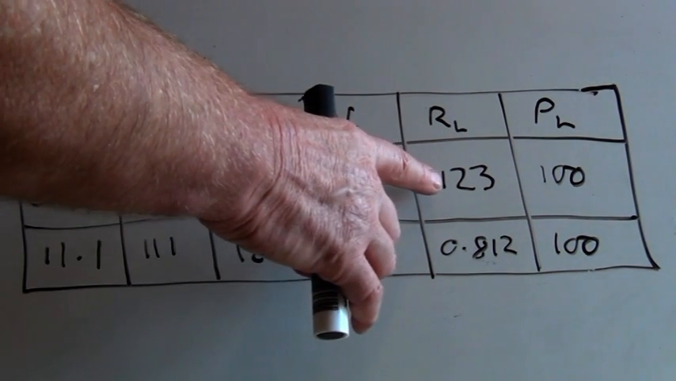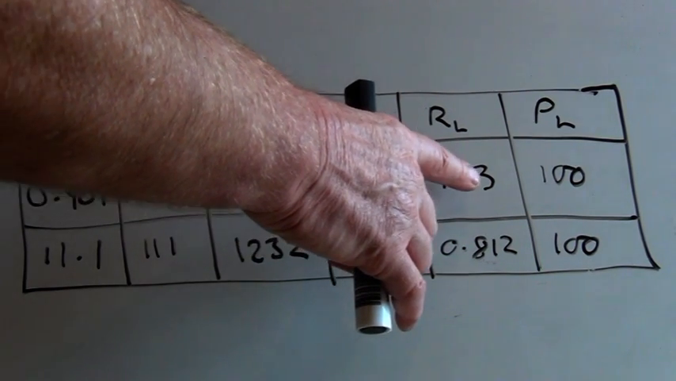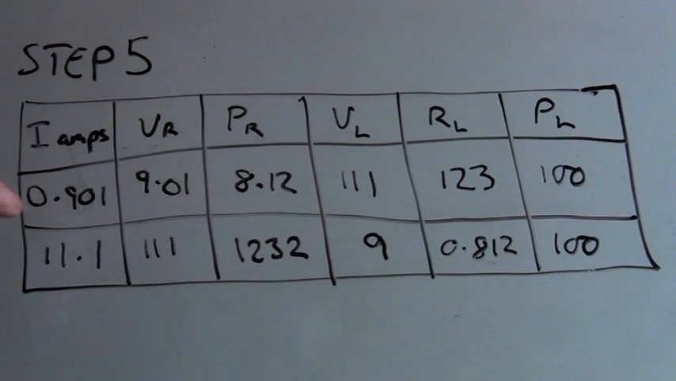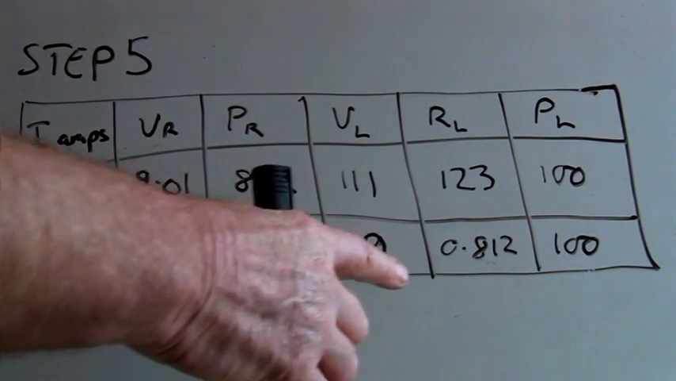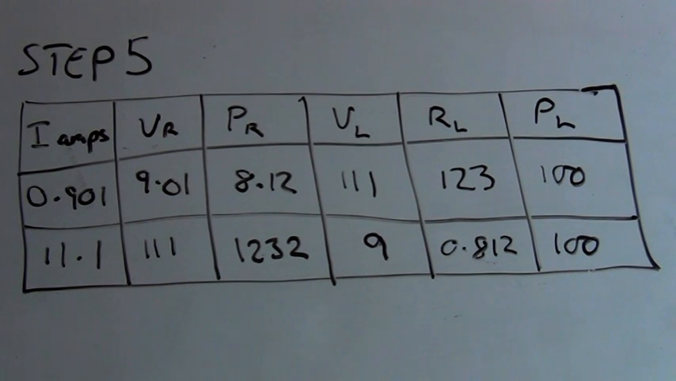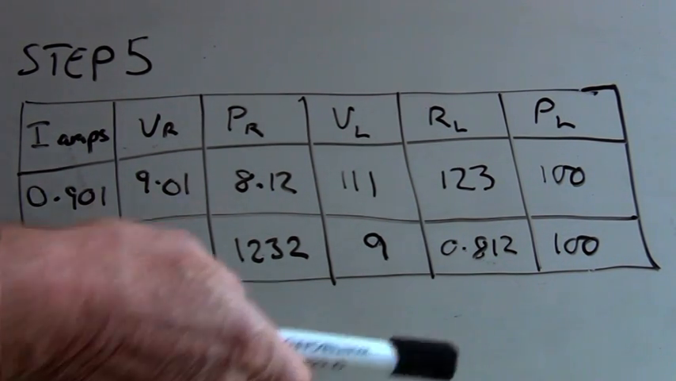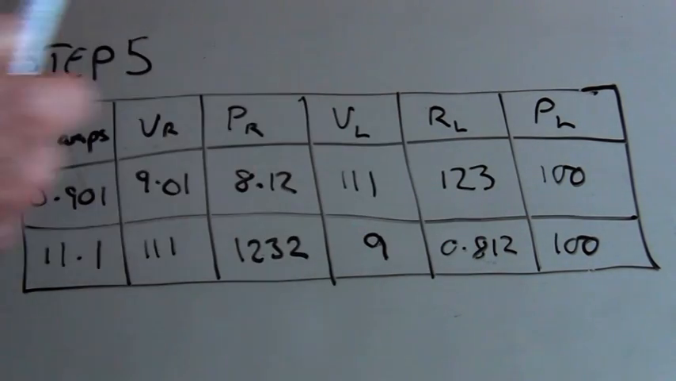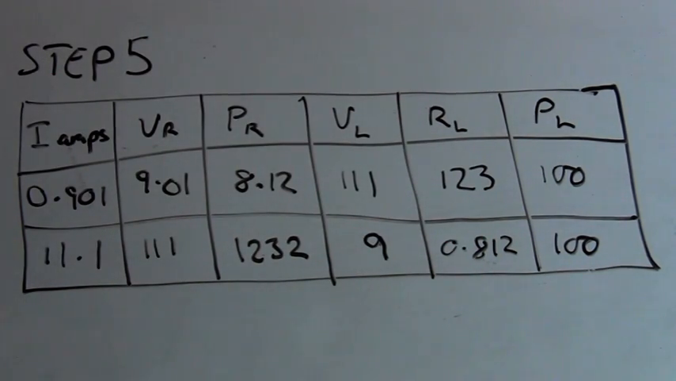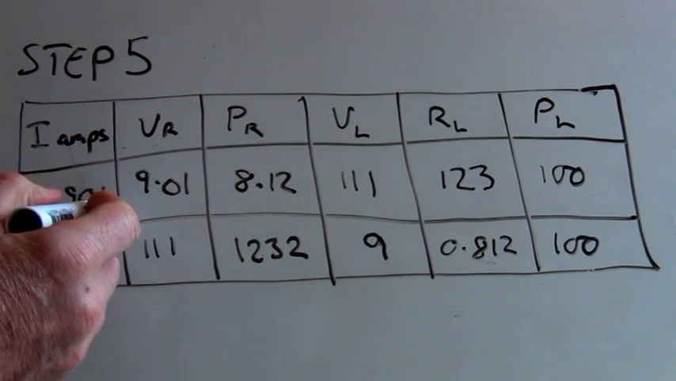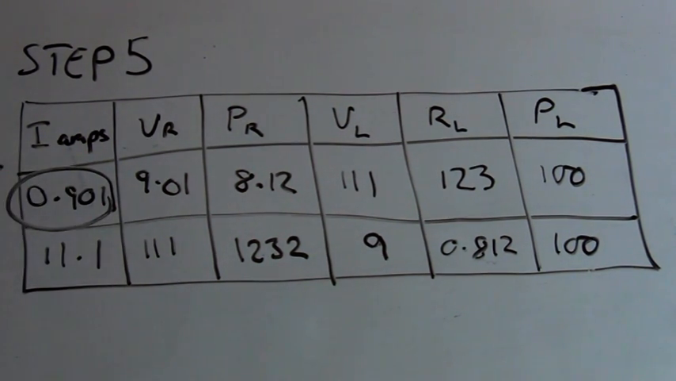The resistance of the lamp is given there, so the resistance is 123 ohms at 0.901 amps and 0.812 ohms at 11.1 amps. And this is for both currents for a 100 watt lamp. Now the resistance for a 100 watt lamp at 120 volts is approximately 140 ohms. So the current that we're looking for in our circuit is this. So that one is the correct answer. So okay, that's the end of the example.